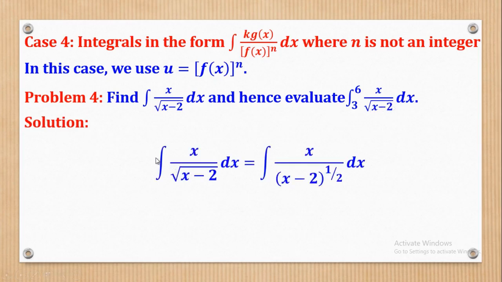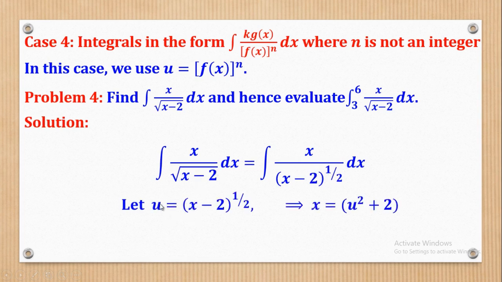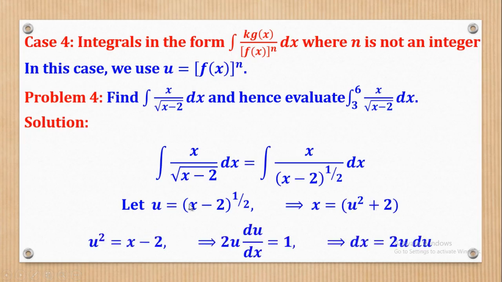So in this case, you realize that this square root is the same as the power of a half. So that's what they have done here. And in that case, we shall let u be equal to the whole of this with its power, (x minus 2) raised to the power a half. In that case, when I make x the subject, to do it easily I first square both sides so that I get u squared equals x minus 2, so x is equal to u squared plus 2.